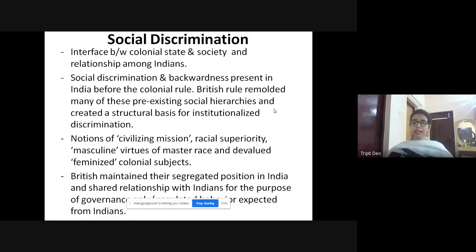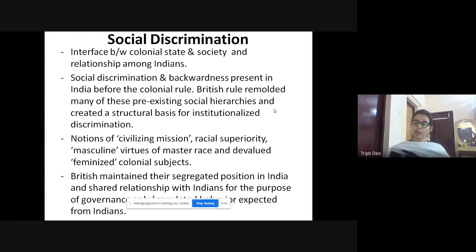If you really see, and it has been showcased in a lot of movies based on the British colonial period, the Bollywood movies, Lagaan for example, you'll see that Britishers always maintained their segregated position in India. They always had separate houses, away from the main city or the rural setup. They would have their own clubs, their own restaurants, their own courts. So when they came to India, they maintained segregated positions while living in India.